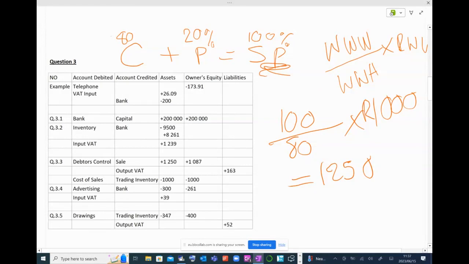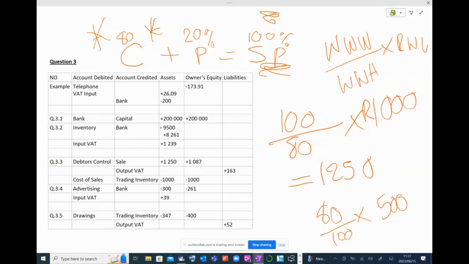So now we have to use markup again. We need to calculate the cost price of these goods. How do we do it? Somebody help me. What we have is the selling price, so in other words, 100%. But what we want is the cost, because we're recording drawings. So what we want is 80, and what we have is 100, times 500. Does that give you 400?